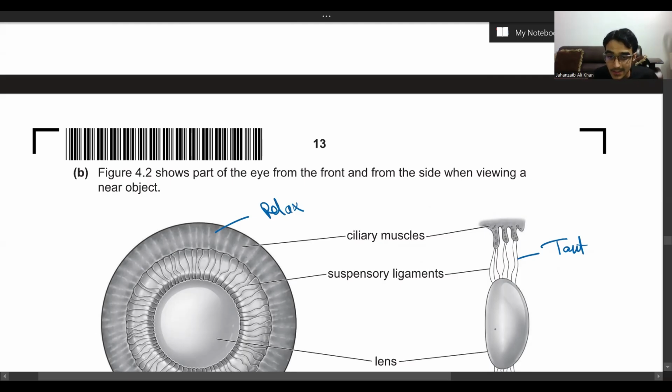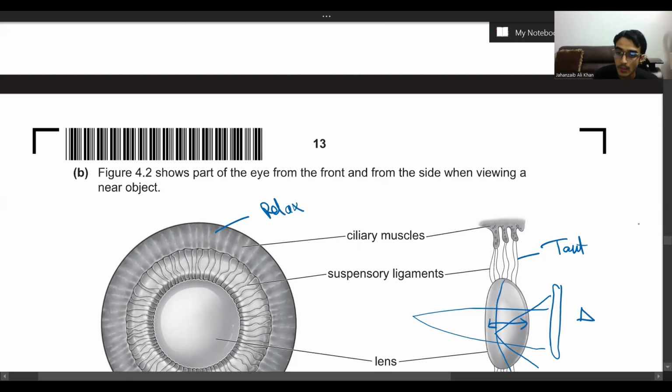This lens, it's thick right now because we're focusing on a nearby object. It'll thin, right? And when it thins, the focal length will drop. So when I'm viewing an object closer to myself, the focal length, instead of this, I'm going to need this. And this can only be achieved if the lens is thin, so that it falls on the retina.